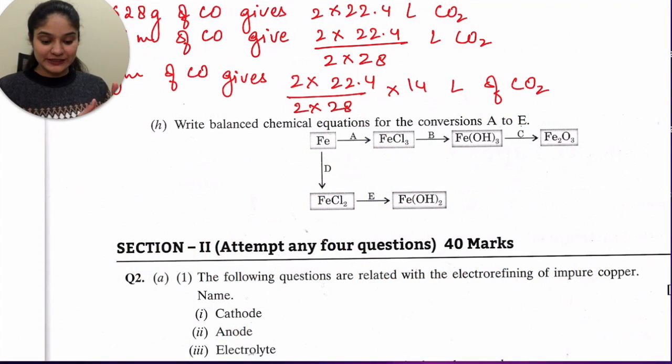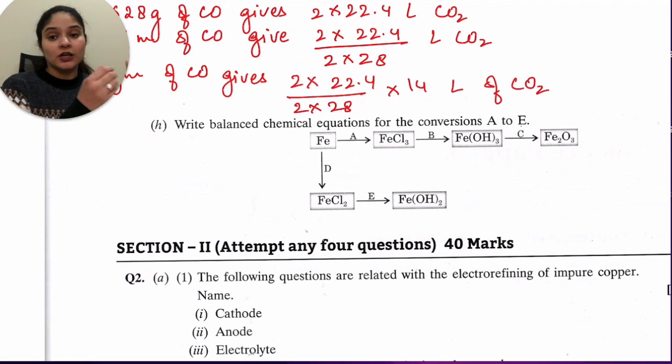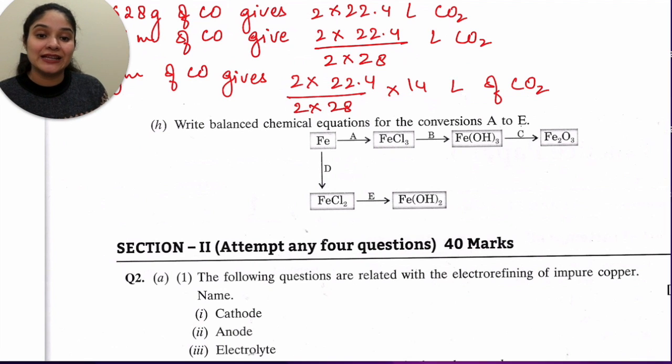Alright students, let's move to the last part of the first section. This question says write balanced chemical equations for the following conversions. This type of question appears a lot in the exams. So you should be able to understand how you can add or subtract a compound. For example, let's say you have iron, Fe, and you are trying to convert it into ferric chloride. Ferric chloride would be FeCl3.